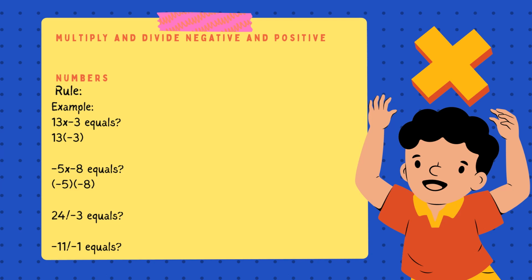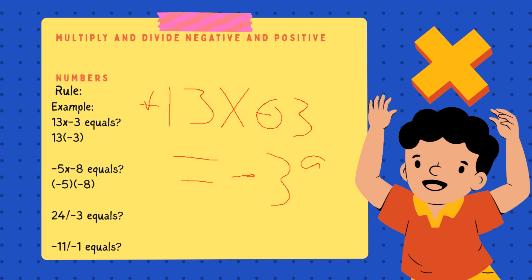Let's write this. 13 times negative 3. That answer is, remember, so this is a negative and this is a positive, right? So two different languages, the answer is going to be negative. We don't understand each other, okay?